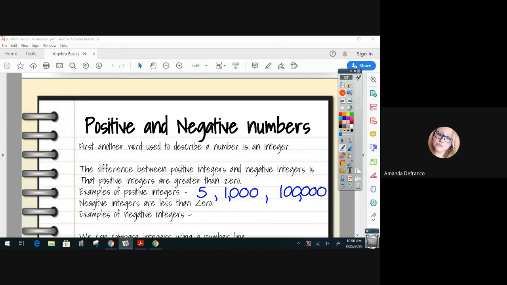Negative integers are less than 0. So can you give me some examples of negative integers? And usually what I would get would be -1. But you know what's another? How about negative 0.001? That's still a negative integer. And then negative 1,000. So those are just a couple of really simple examples of positive integers and negative integers.